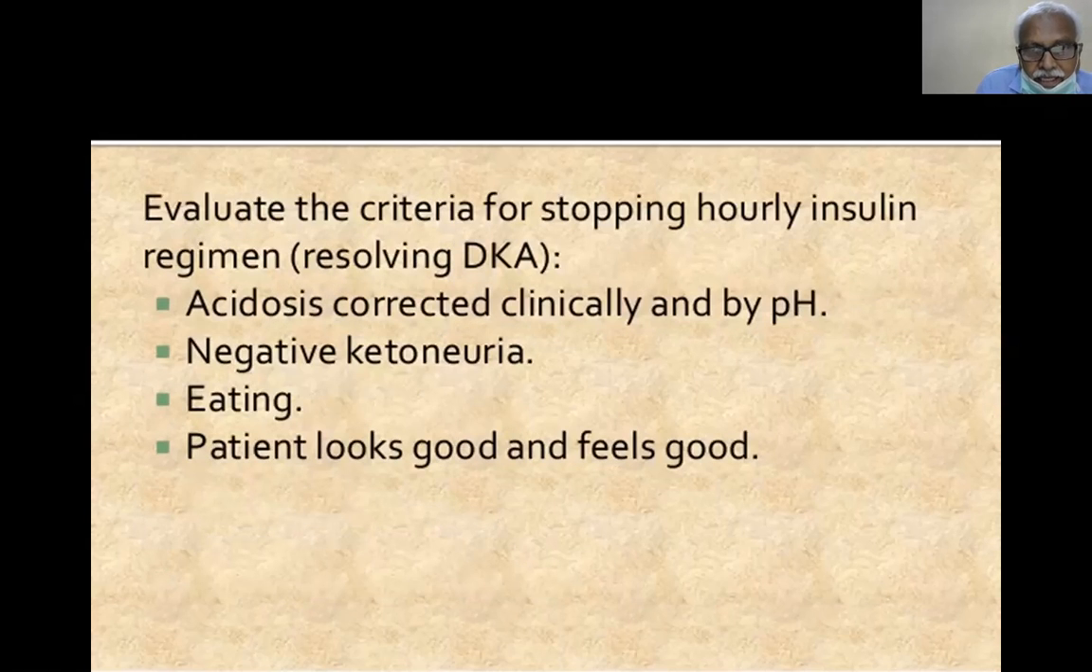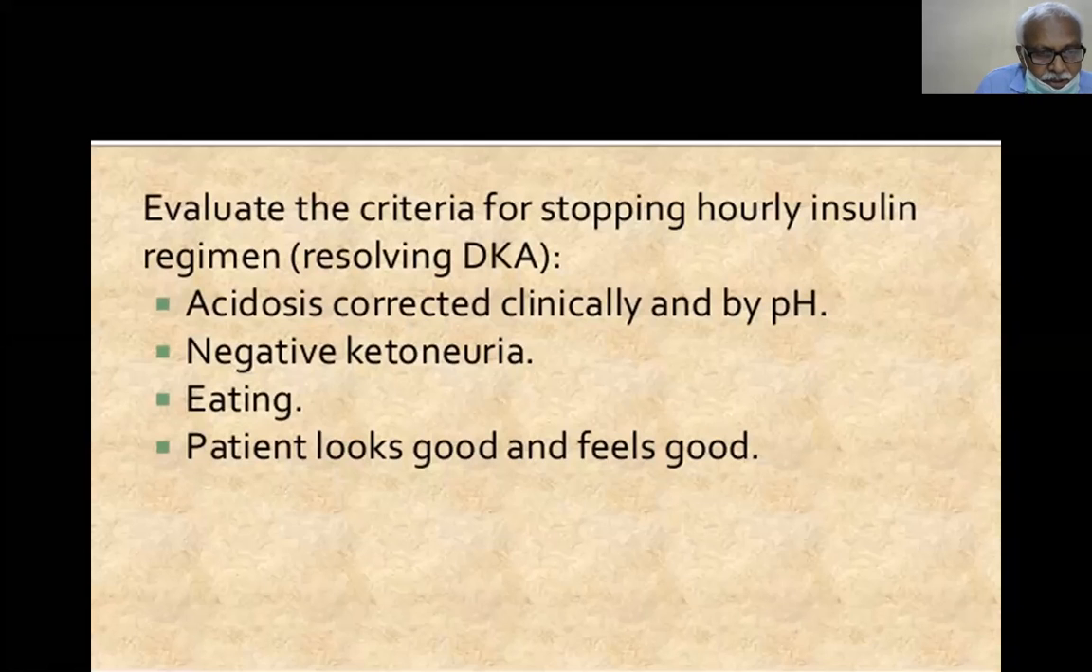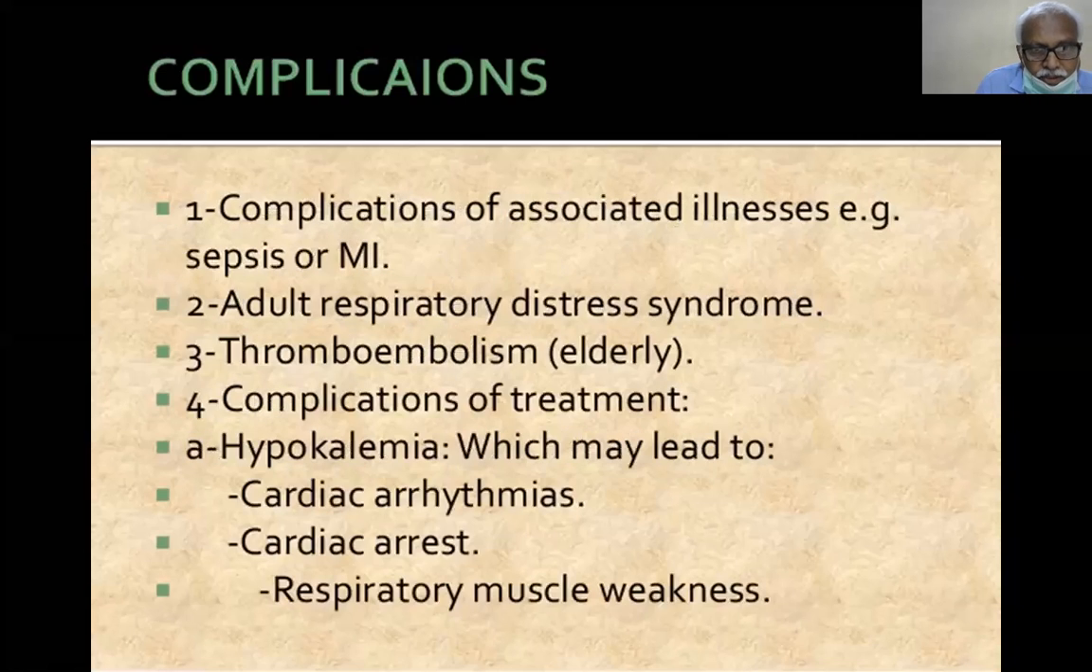So evaluate the criteria for stopping the hourly insulin regime when the diabetic ketoacidosis is resolving. When the glucose levels reach 110, 100, we are lucky. We can withdraw insulin and put him on oral anti-diabetic drugs. Acidosis is corrected clinically and by pH. Negative ketonuria, and eating habits should be controlled. The patient looks good and feels good.